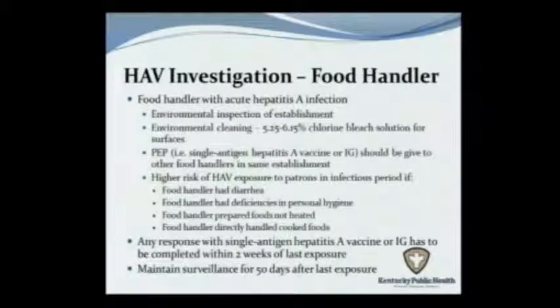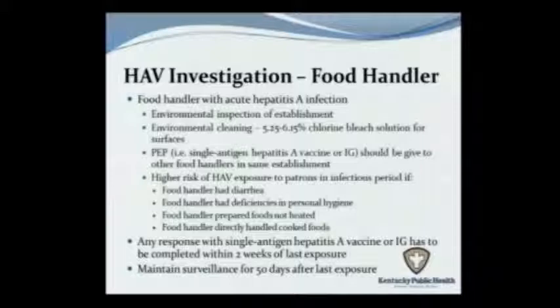So if you have HAV in a food handler, of course, we recommend that you do an environmental inspection of the establishment. For environmental cleaning, you can use a 5.25 to 6.15% chlorine bleach solution for surfaces. And I know in that handout that you all have, it says a 1 to 10. That's okay, but you don't have to go that concentrated. I think that's a 10% solution. So you can use a 5.25 to 6.15, and that will be effective as well. 10% might be a little difficult on the hands. So you can go as low as a 5.25 and it would still be effective.